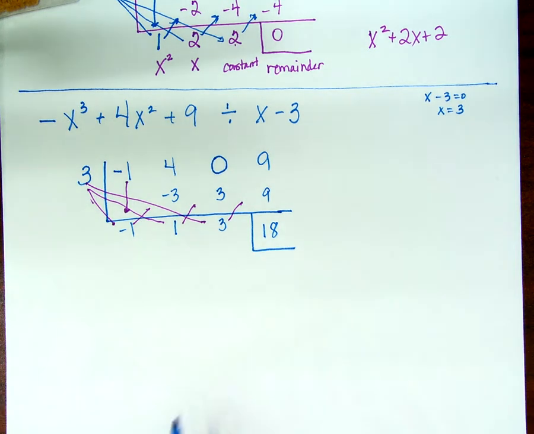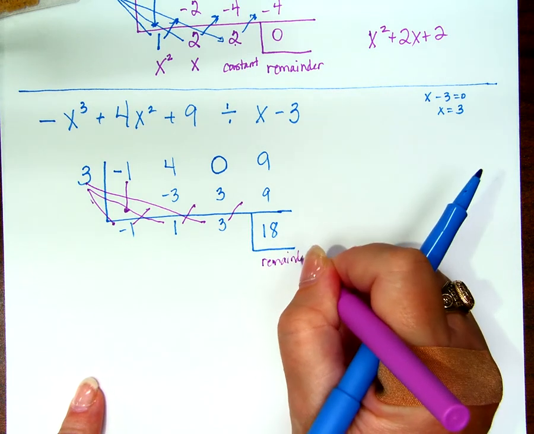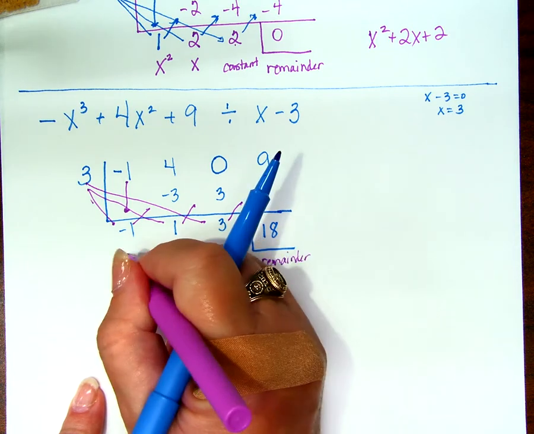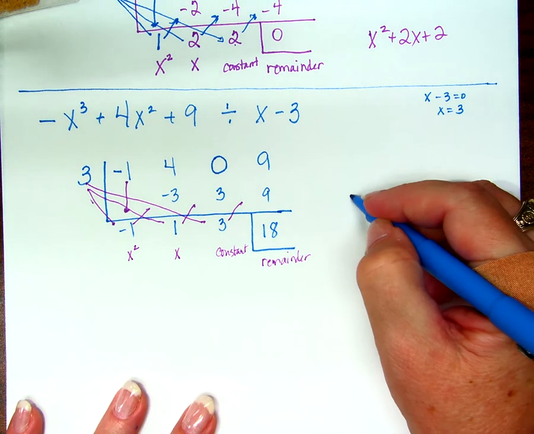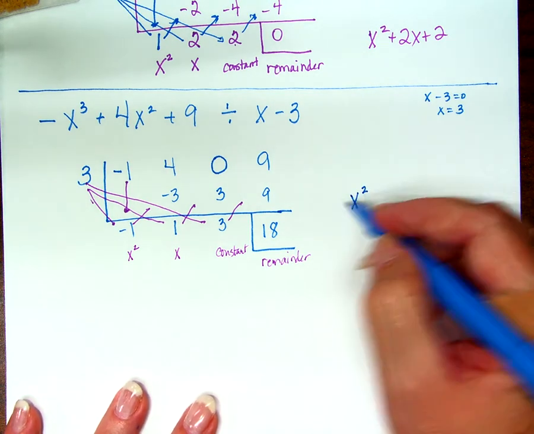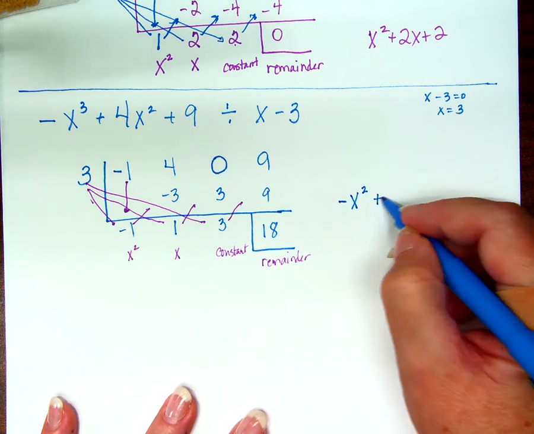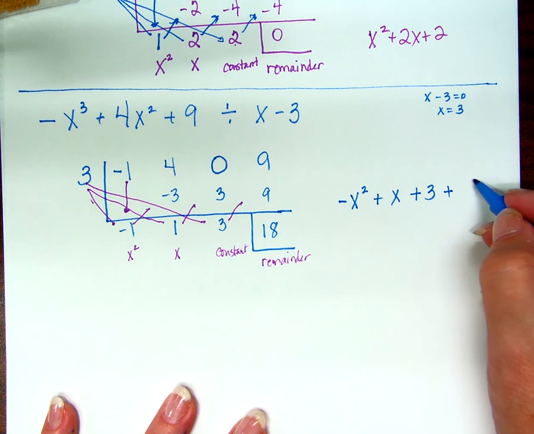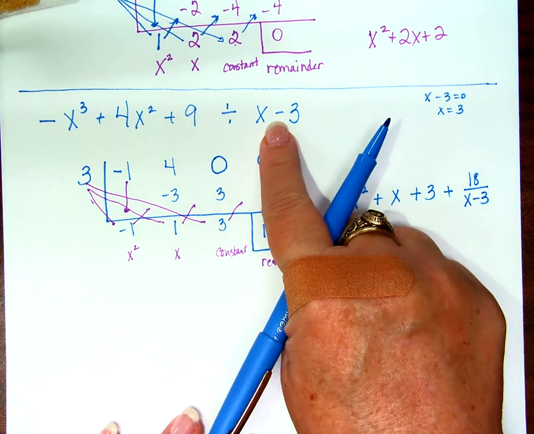If this is my remainder, and this is my constant, and this is my x, and this is my x squared, what's my answer? Negative x squared, huh? Negative x squared plus x plus 3 plus 18 over x minus 3, right? What I was originally dividing by.